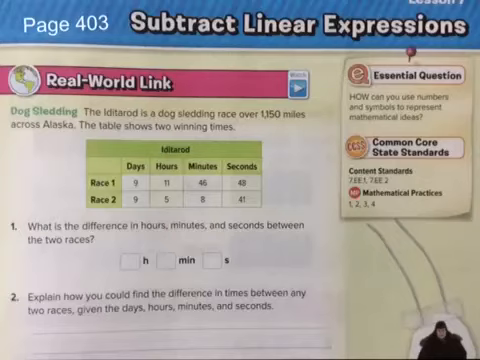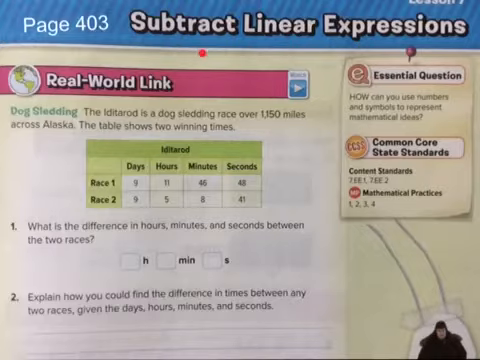Hello boys and girls, welcome to lesson 5-7, subtract linear expressions. In the previous lesson we were adding linear expressions, now we're subtracting. This lesson is found on page 403.